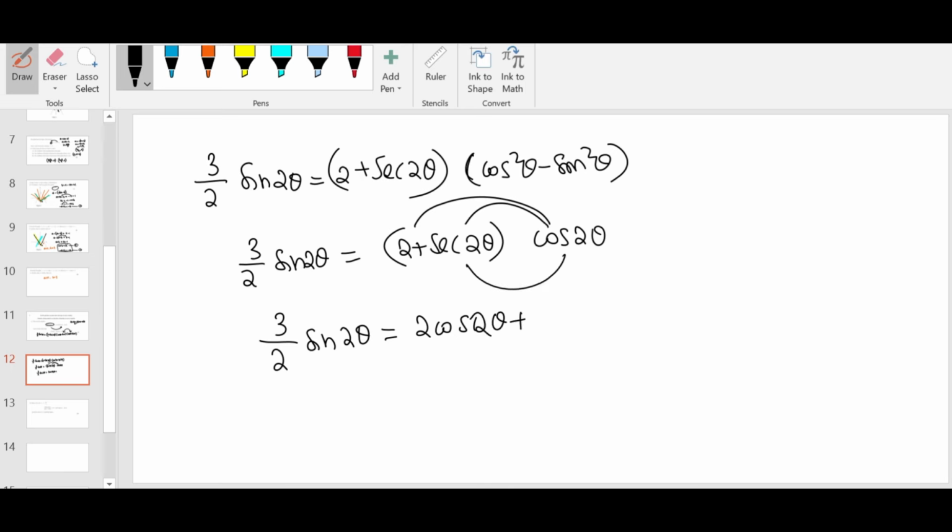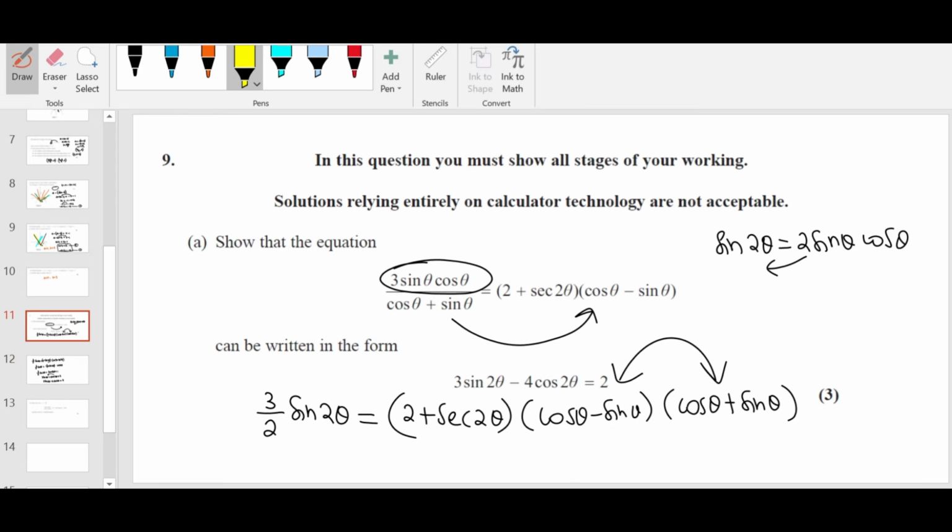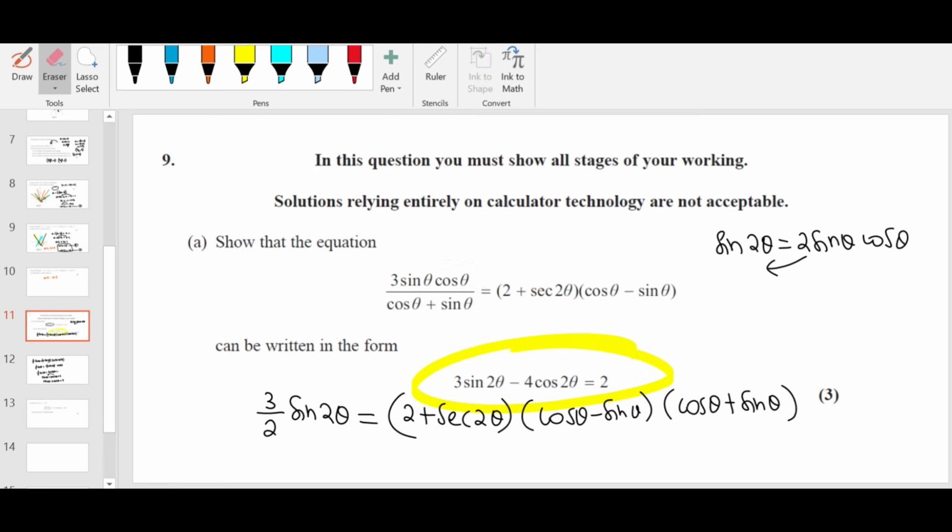When you multiply secant and cos, secant is 1 over cos, so these two will be cancelled. You'll get just plus 1. Multiply throughout by 2, you'll get 3 sine 2 theta is equal to 4 cos 2 theta plus 2. Put this thing here. We got the equation already. 3 sine 2 theta minus 4 cos 2 theta is equal to 2. That's what they want us to prove. That's it. It's a 3-mark question.